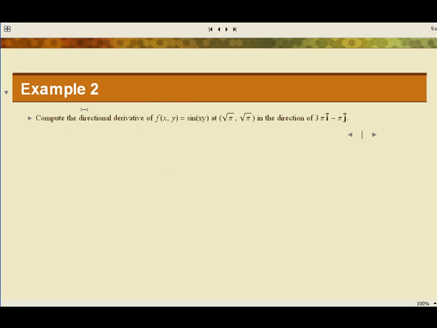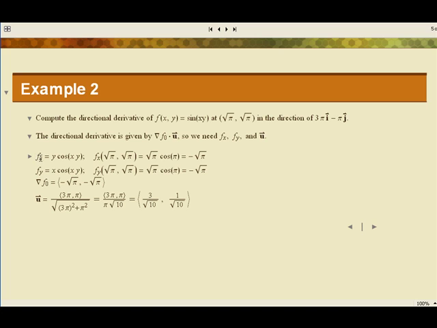Alright, so here's our example 2. Compute the directional derivative of f of xy equals the sine of xy at root pi, root pi. So same value for the x and y coordinates. And we want the derivative in the direction of 3 pi i minus pi j. Alright, so in the direction of that guy right there. So the first step here is to remember my formula for directional derivative. So the directional derivative I can get off of this gradient dotted with this unit vector. So one, we're going to need these partials for the gradient, and the second thing, we're going to need to unitize this vector right here.